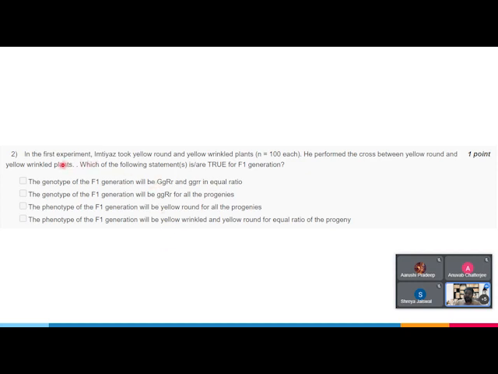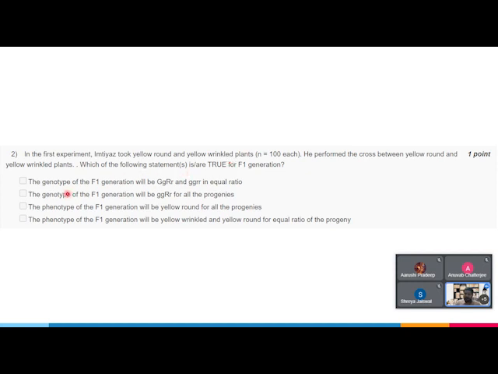So the first question is, in the first experiment, Imtiaz took a yellow round and a yellow wrinkled plant. He performed a cross between the yellow round and yellow wrinkled plant. Which of the following is true for the F1 generation? F1 generation is the first filial generation, or the first progenies of the parents.